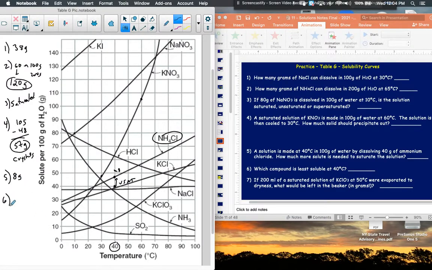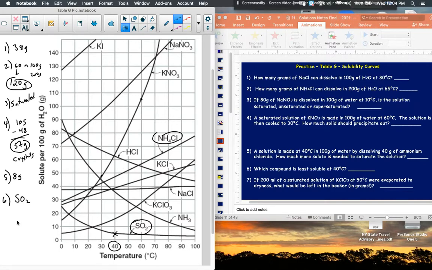Okay, number 6, which compound is least soluble at 40 Celsius? Well, let's say at 40 Celsius here. We'll erase what we need here. These are just some of the questions you can be asked. Let's go to 40 Celsius, and they want least soluble. Least soluble means the least amount that you can get in a solution. So generally speaking, the lowest line on this entire line of 40 Celsius is right there, and the answer would be SO2. SO2 is the least soluble. The most soluble would be up here at 40, probably KI would be the highest thing there.